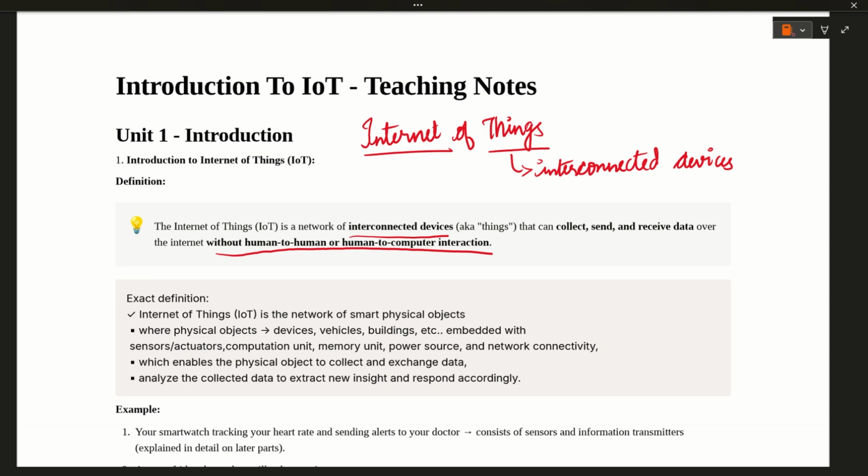This says that you don't need to constantly communicate with this IoT network in order to get the information you want. It can analyze the data by itself and give you an insight into what you should be doing, or what's wrong or right with this particular system. So that's what IoT does for you. So this is the exact definition.